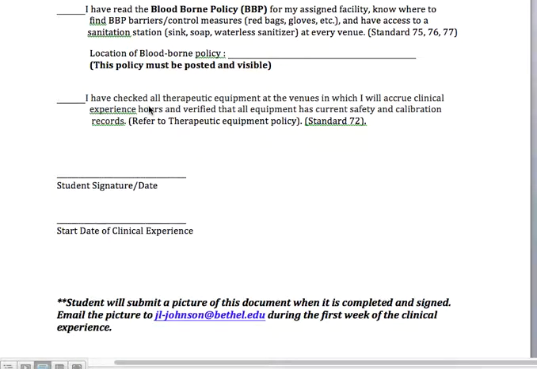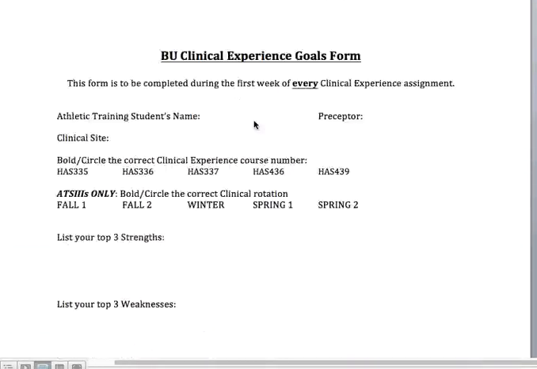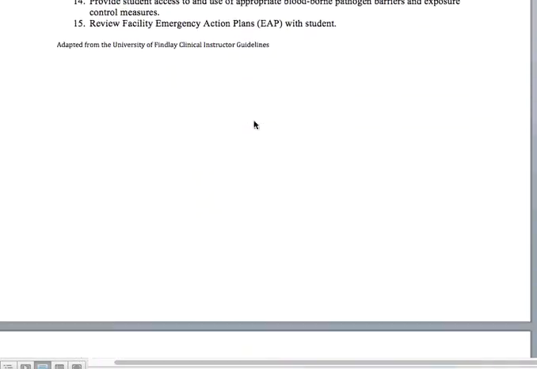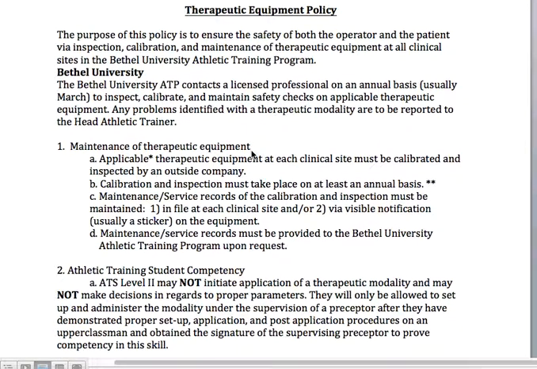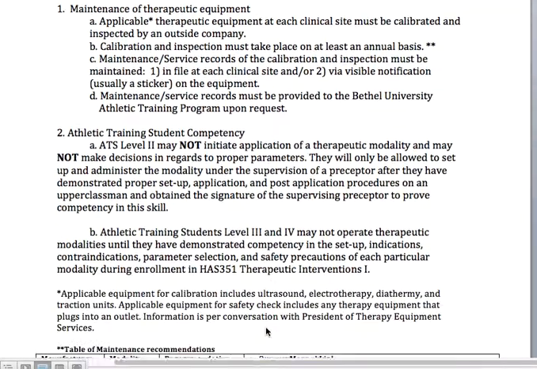And then the last one is you've checked all the therapeutic equipment at the venues in which you will accrue clinical experience hours and verify that the equipment has been safety and calibration checked and the records are there. So our policy is in your packet, probably the other way here. Read through this policy. You need to know what therapeutic equipment is. What's the definition? Basically, it's anything that's plugged in. An outside company needs to come in on an annual basis and check it for safety and/or calibration. So read all of this to make sure you understand what our policy is.